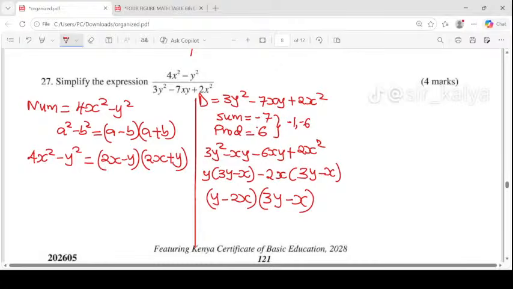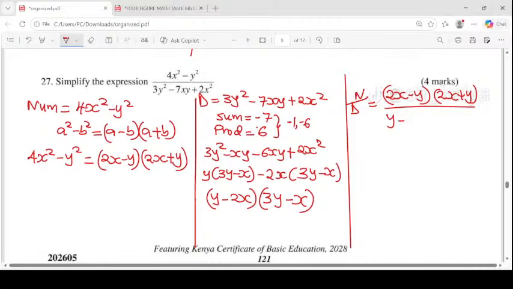Now remember, a fraction is normally numerator over denominator. I want you to be very, very keen here. So when I have numerator over denominator, I'll have my numerator as 2x minus y, 2x plus y, over my denominator, which is y minus 2x, 3y minus x.